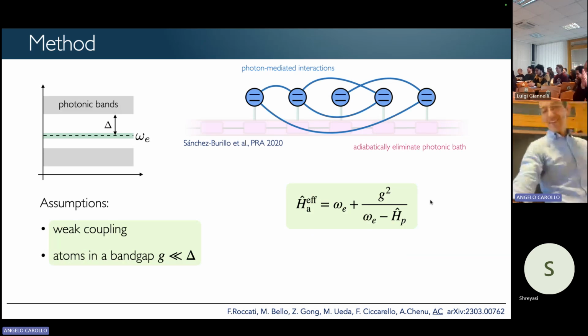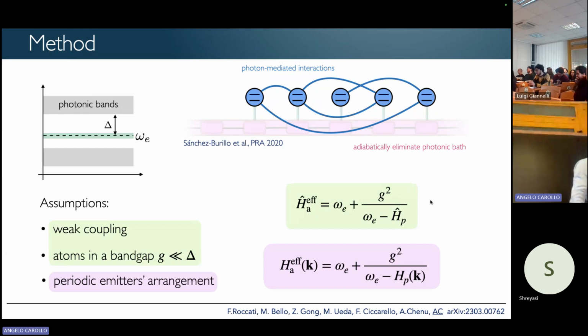So again, the situation is similar as before. The approximation is the same, with the extra assumption that the emitters are arranged in a periodic arrangement, because otherwise it's difficult to discuss the topology of the lattices. If you have this periodic arrangement, you can go to the Bloch description in terms of quasi-momenta, and the effective Bloch Hamiltonian is related to the Bloch Hamiltonian of your lattice by this simple mapping. Okay, Bloch goes into Bloch.